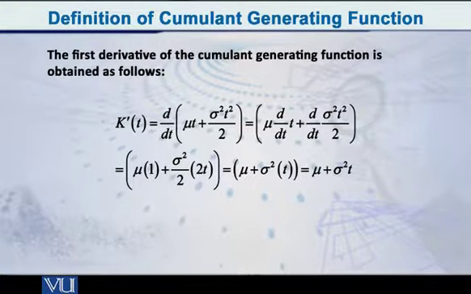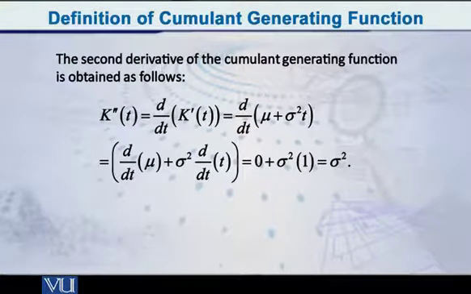Now for the second derivative, obviously capital K double dash t is d by dt of capital K dash t. So it is d by dt of mu plus sigma square t. तो अब इसका derivative क्या आएगा? Obviously d by dt of mu is equal to 0 and d by dt of sigma square t is equal to sigma square. So 0 plus sigma square is equal to sigma square.